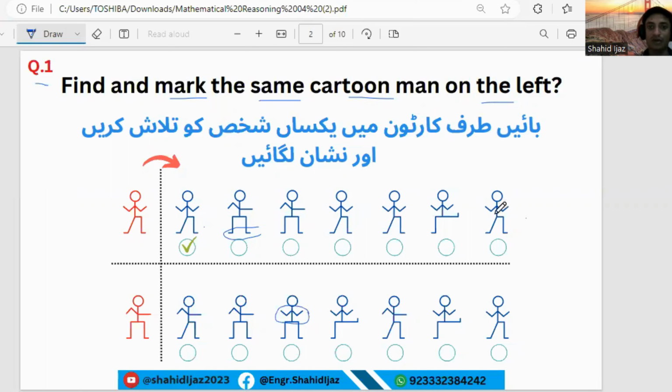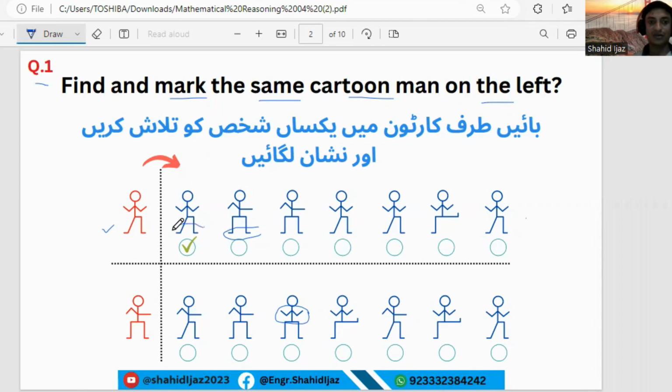This is the left side. All the blue cartoons are on the left side. Our task is to find a blue cartoon similar to this red one. Okay? Yes, sir. Which one is similar to this red cartoon? इस जैसा कौन सा कार्टून है इन ब्लू कार्टून्स में से जो बिल्कुल सेम ऐसा हो जैसा कि ये रेड कार्टून बना हुआ है. Which one is similar to the red one?